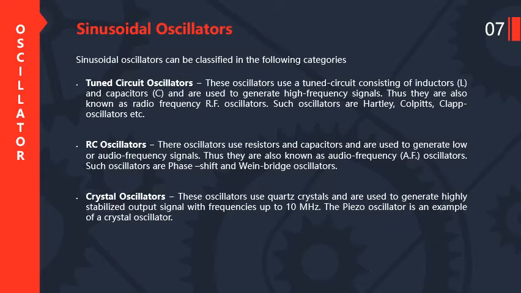Second is the RC oscillators. These oscillators use a resistor and capacitor and are used to generate low or audio frequency signals. Thus, they are also known as audio frequency or AF oscillators. Such oscillators are the phase shift and Wien bridge oscillators.